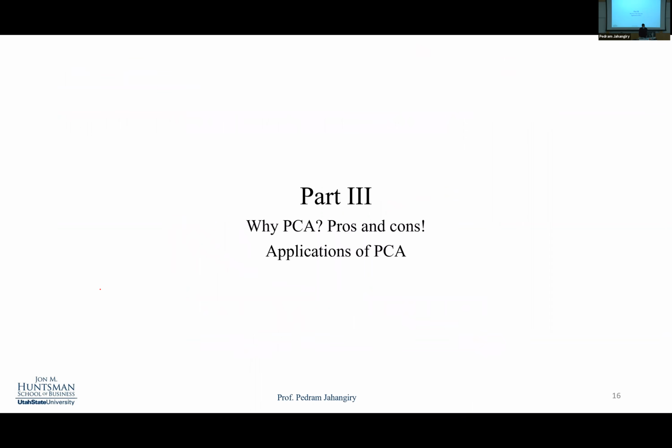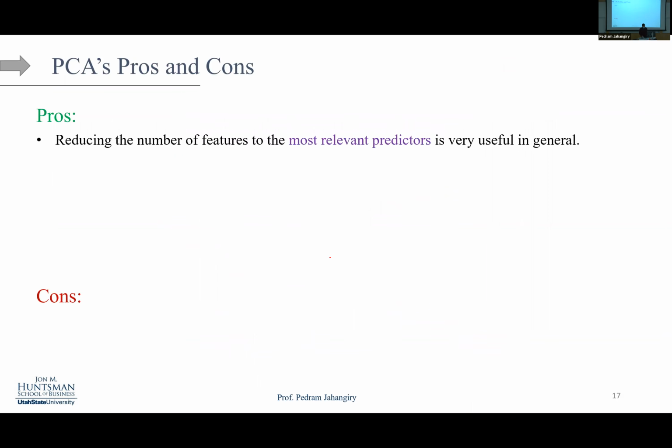How are we doing in terms of time? 5 minutes. Let's move on and see how many more slides we can cover.